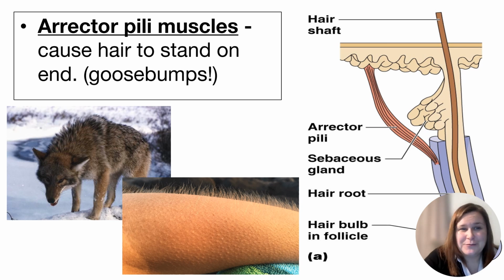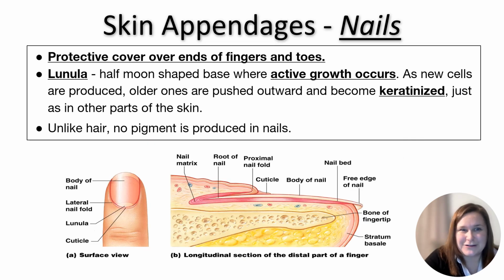Let's talk a little bit about how goosebumps work, because this is really fun. You will see these little small muscles associated with hair follicles. So anytime you see a hair follicle, you will see these little muscles right to the side of it. We call those erector pili muscles, and these are what cause our hair to stand up on end whenever we are having goosebumps or we're scared of something.